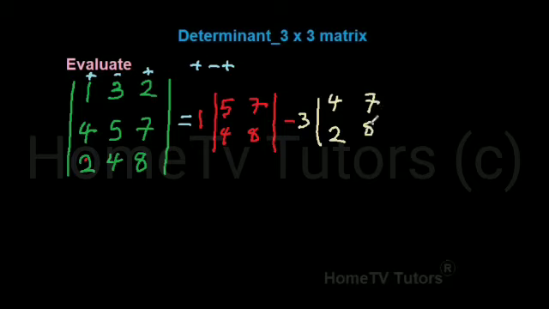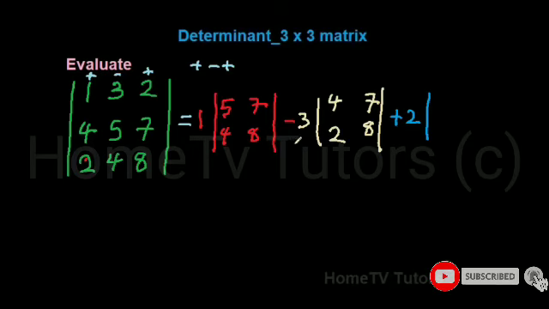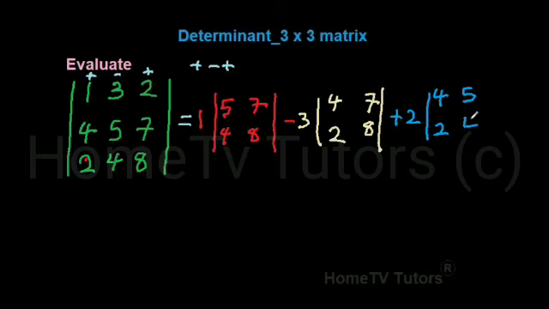7, 8. Then the third element 2, which has a place sign of plus. After negative is plus. So plus 2, to be multiplied by its minor, so we have to block out the row and column that contains the element 2, which gives us its minor 4, 2, 5, 4. So now we expand the determinant which is now formed.